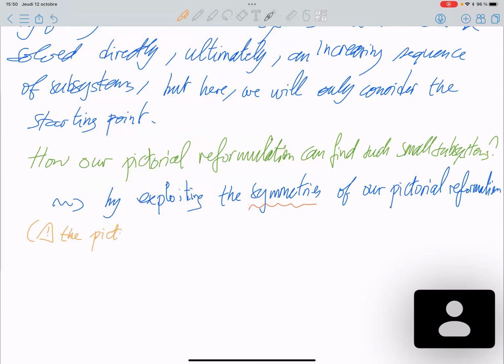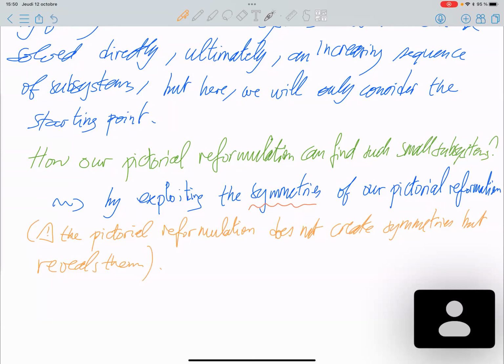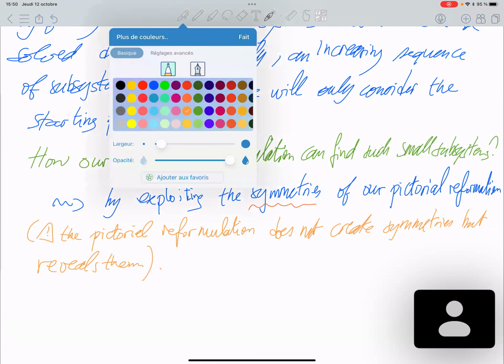The pictorial reformulation does not create symmetries, but reveals them. Okay. So now we need to provide the idea of this pictorial reformulation.